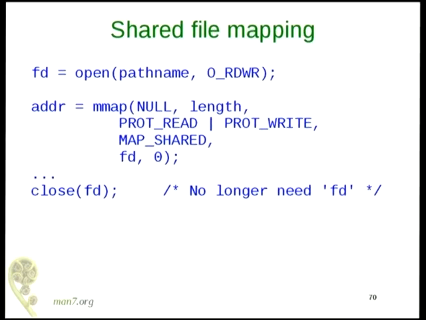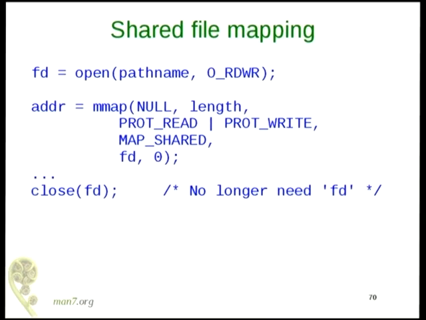So, create a shared mapping, open the file that you want to map, open it for reading and writing in this case because I want to update the mapping. Map null, let the system choose an address, size of the mapping that I want to map from that file. I want to map it for reading and writing. I want to share my updates with other processes. Here's the file descriptor of the file that I want to map. And 0 there is the offset.